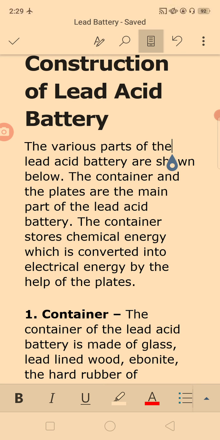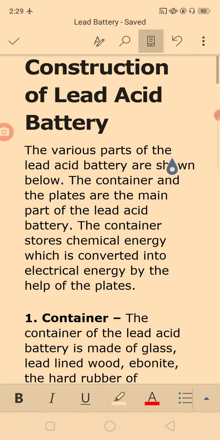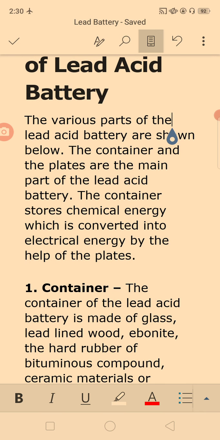The batteries which are not chargeable are known as primary, and those which we charge again many times are known as secondary. And lead accumulator, a lead acid battery, is also known as car battery or secondary battery. The various parts of this car battery or lead acid battery are given here, which convert the chemical energy into electrical energy.